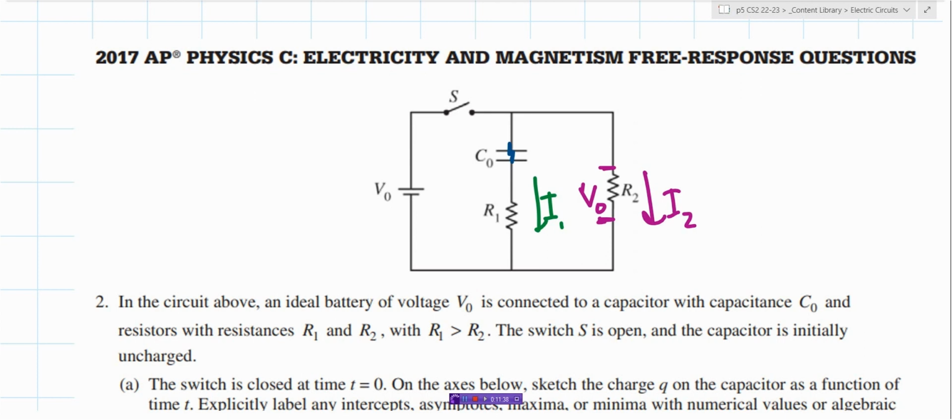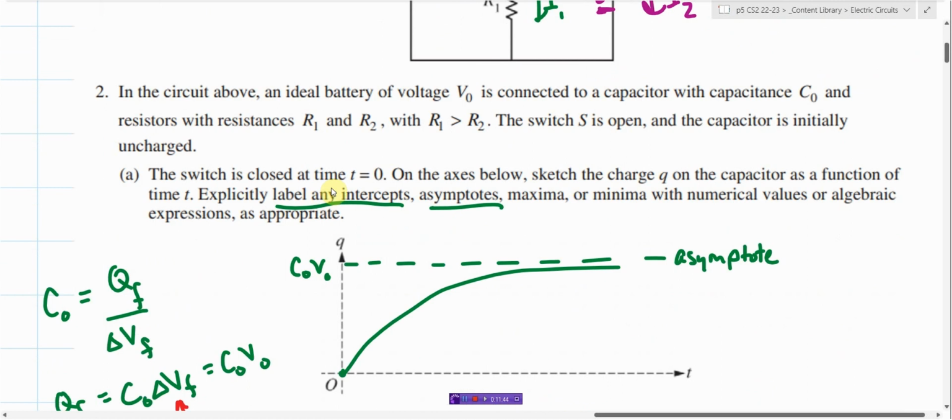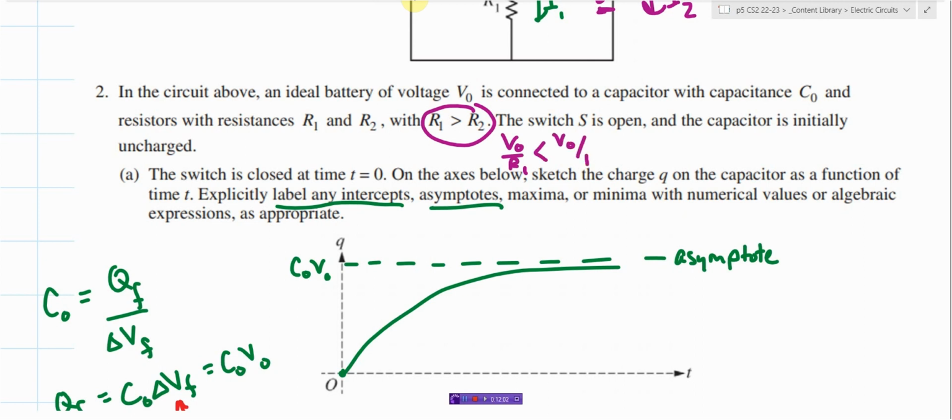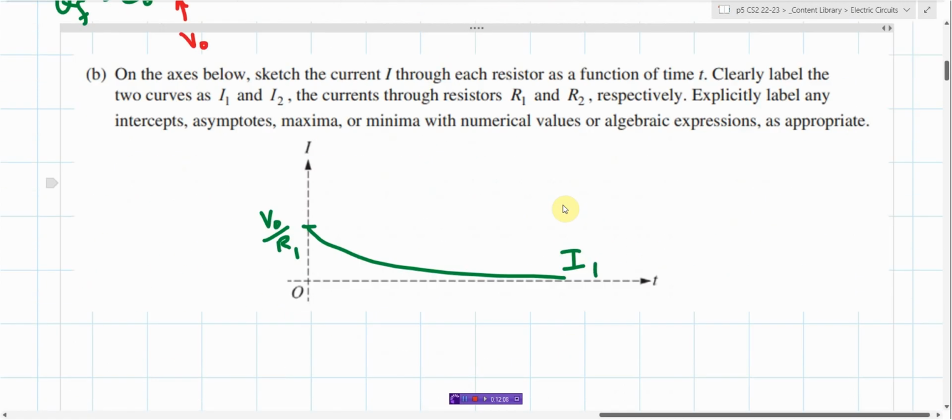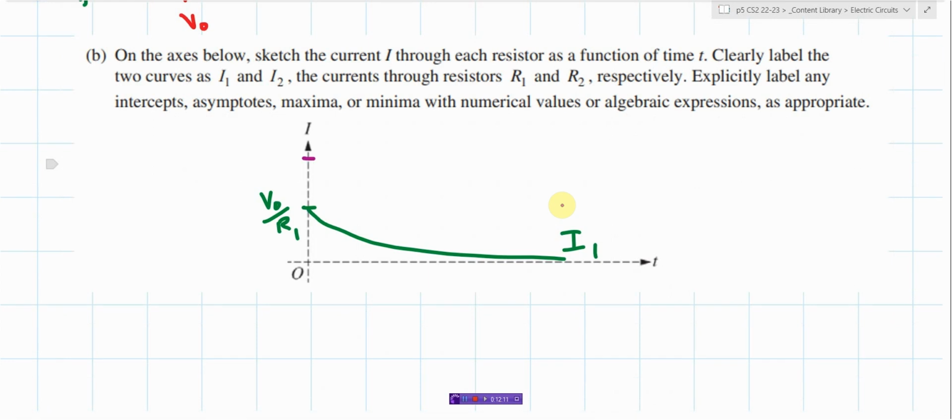So this current is going to be constant, a constant V naught over R2. So I'm going to have to draw a straight, flat, horizontal line for this. I do need to be careful that I put it in the right place. They said that R1 was bigger than R2. So the current through R1, which is V naught over R1, should be less than V naught over R2, the current through R2. So V naught over R2 I need to put as an intercept on here, and it's got to be higher. I don't know how much higher because we don't have numbers. And then that just doesn't change, and that's I2, like that. Okay.